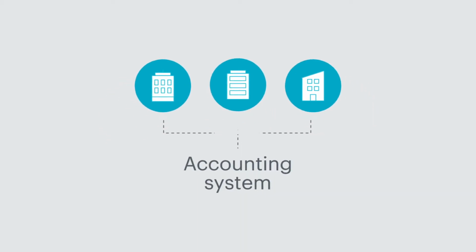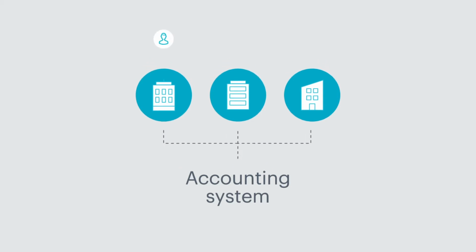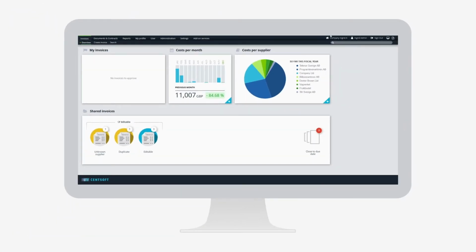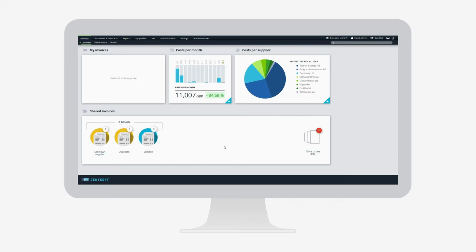If your company has several organisations, you can easily link the different organisations to the accounting system. Then you can choose which users should have access to which company or companies. At the top right, we see the company name, and if I click on the name, I get a list of all the organisations I have access to. I can easily switch to the organisation I want to work in. But let's move along with the invoices.